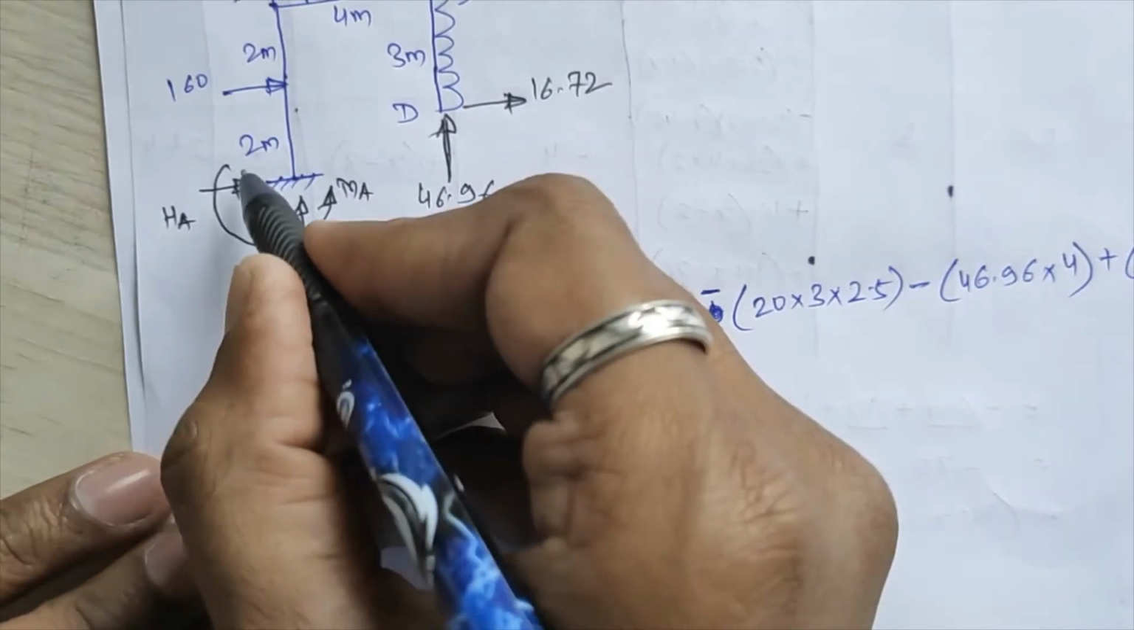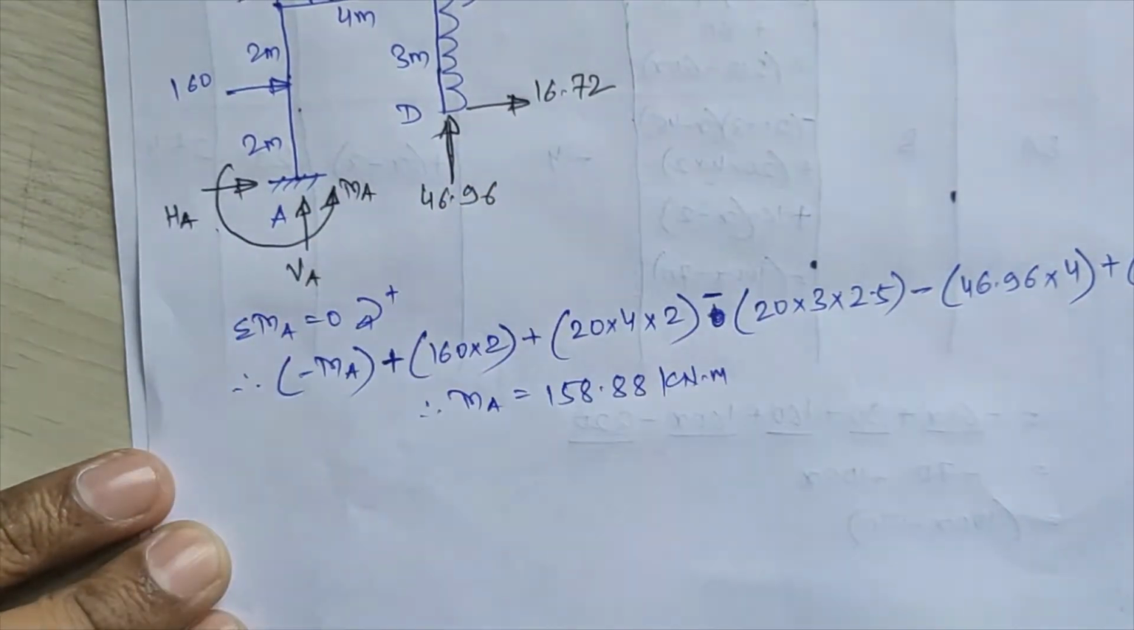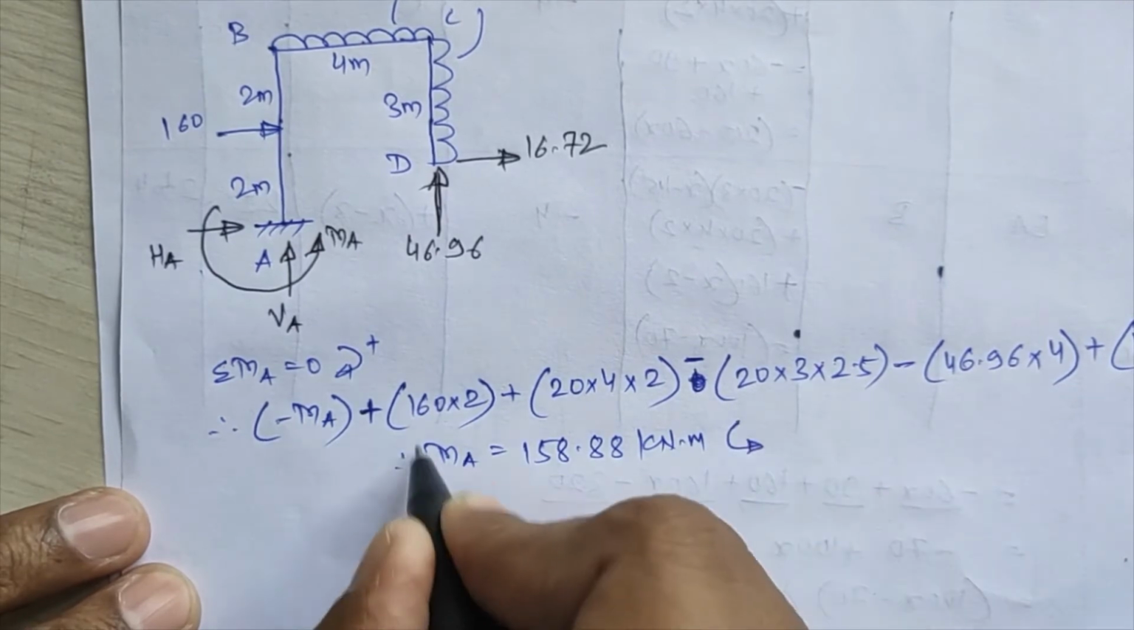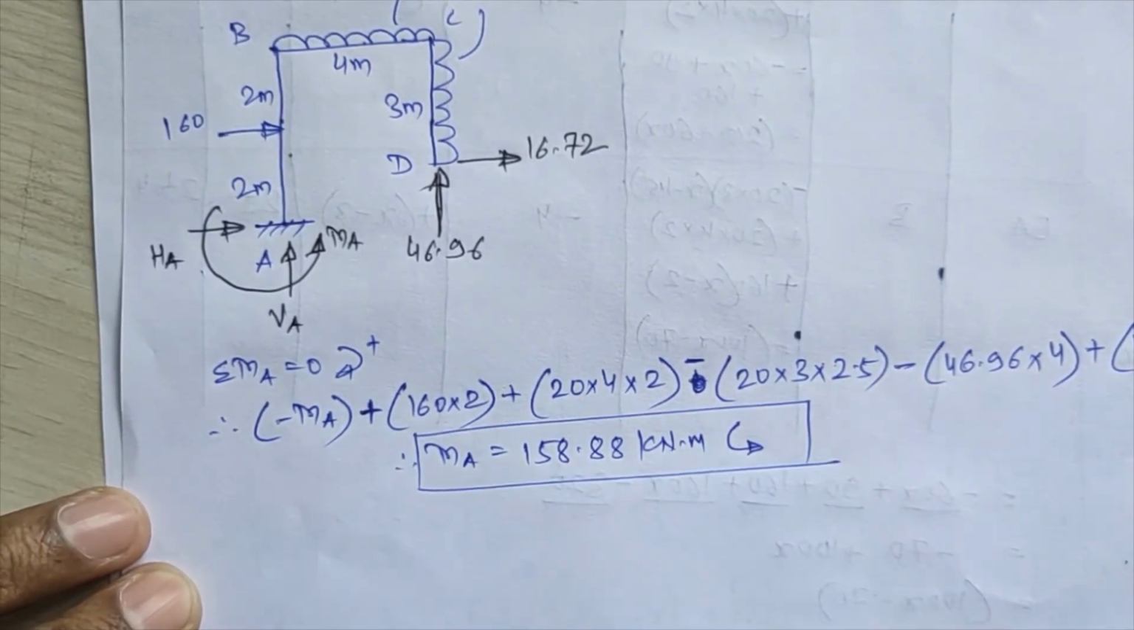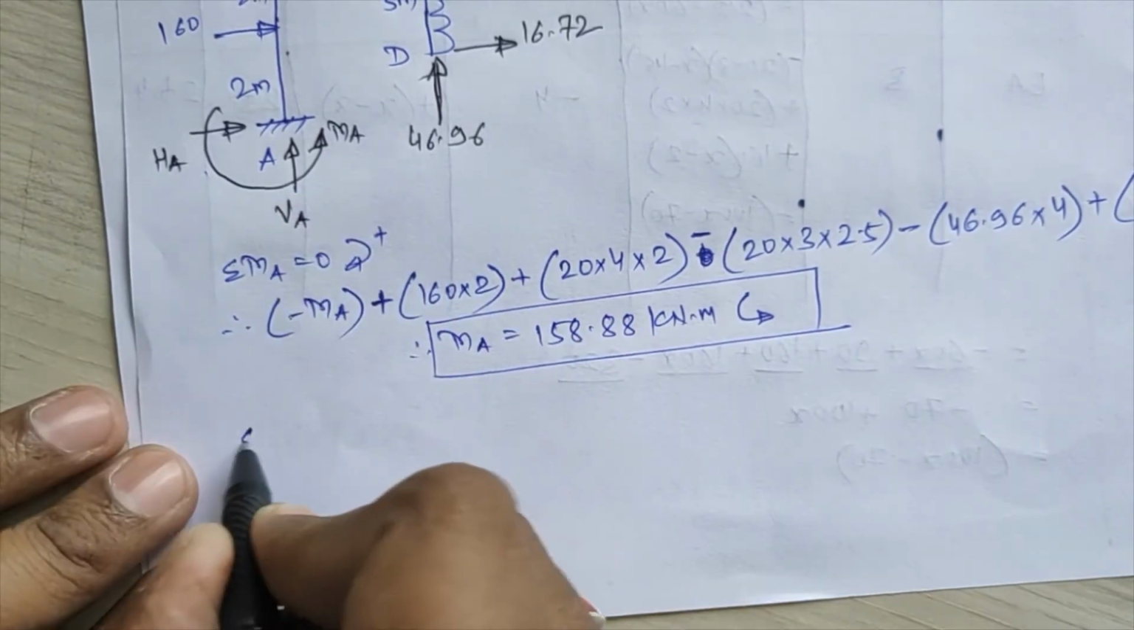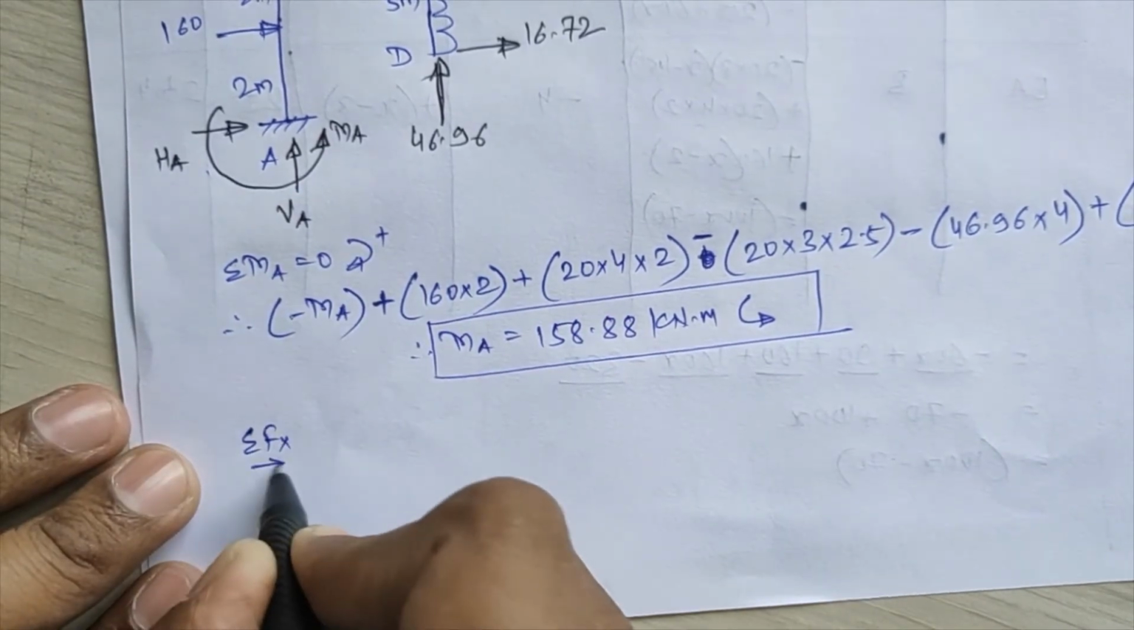Positive indicates that my assumed direction of the given moment is correct. MA is acting in the anti-clockwise direction over there. Next, I'll calculate the remaining reactions. For that, I'll use the summation of Fx condition first.